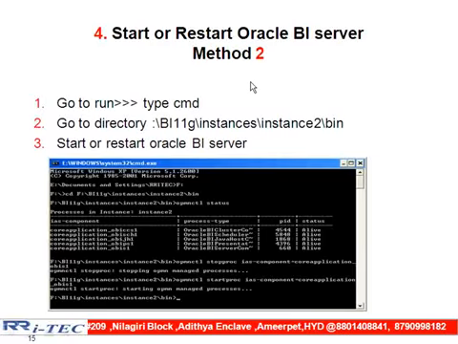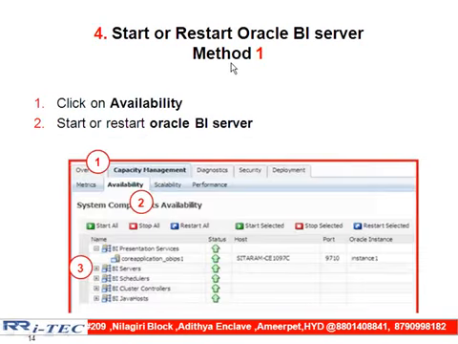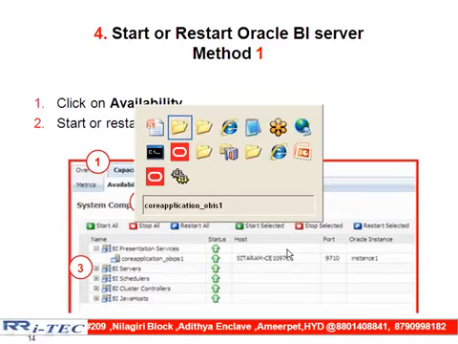Two methods are there. Whichever method you want to follow, you can follow it. As of now, let me go with method 1. Go to the Availability tab. Then I need to click on Oracle BI server and start that one.